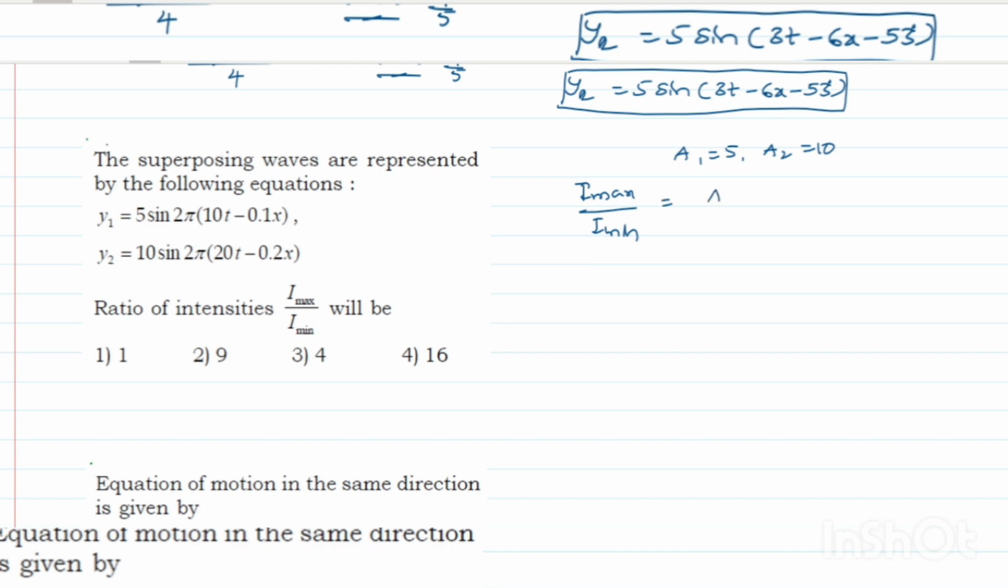In terms of the amplitude, you can take (a1 plus a2) whole square by (a1 minus a2) whole square, which is nothing but (5 plus 10), which is 15, by (5 minus 10) whole square. Under root, the square becomes plus only, so it becomes 5. So 15 by 5 is 3, and 3 square gives 9:1. That's the correct answer.